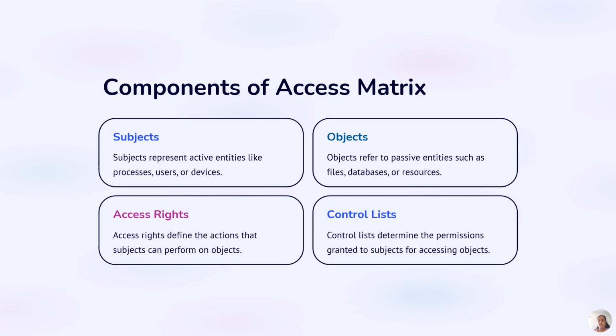There are four components of access matrix, that is subjects, objects, access rights and control list. Coming to subjects, subjects represent active entities like processes, users or devices. Objects refer to passive entities such as files, databases or resources. Access rights define the actions that subjects can perform on objects. And control list determines the permissions granted to the subject for accessing the objects.